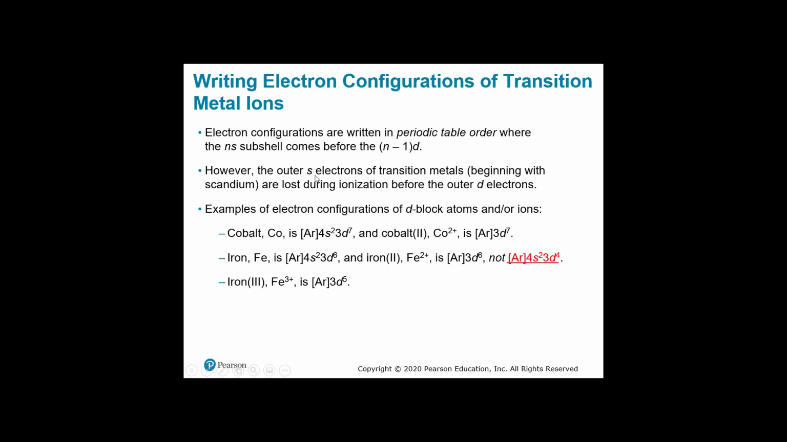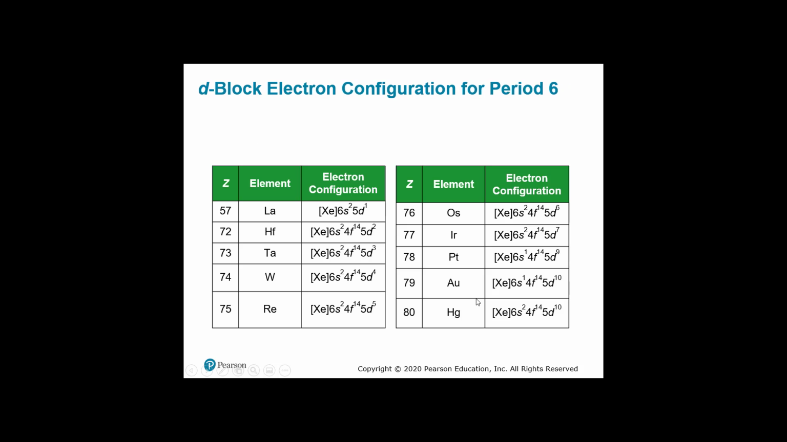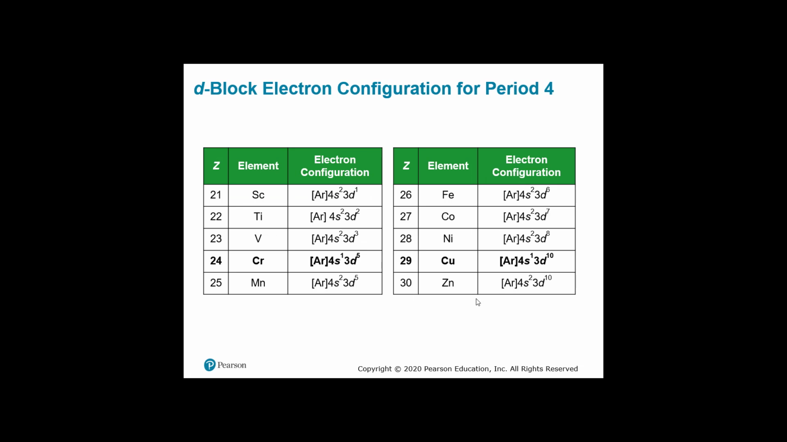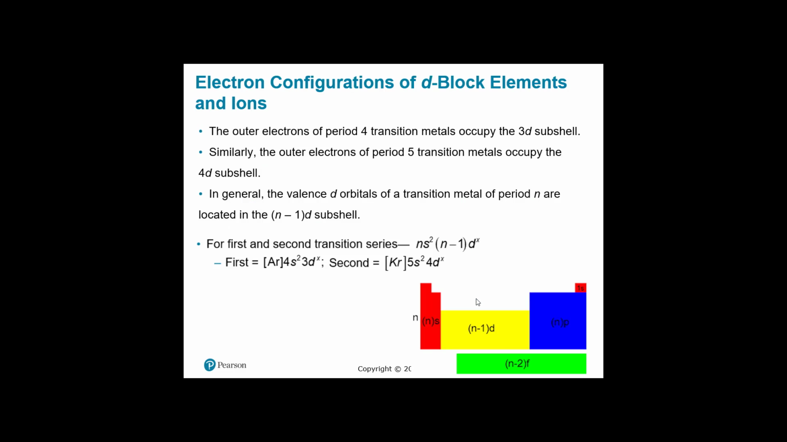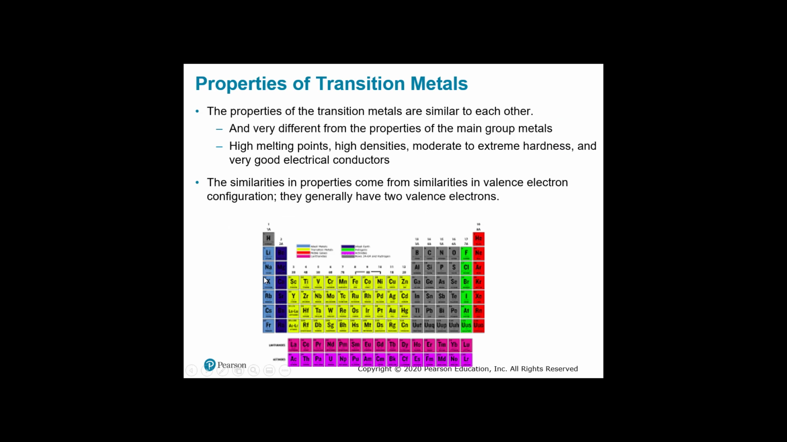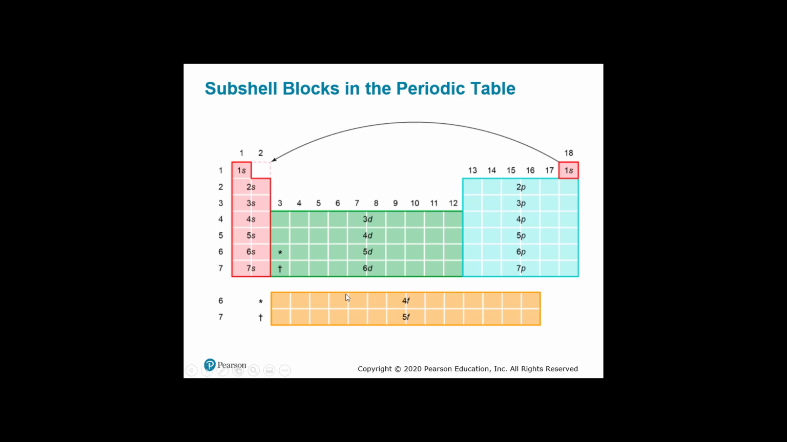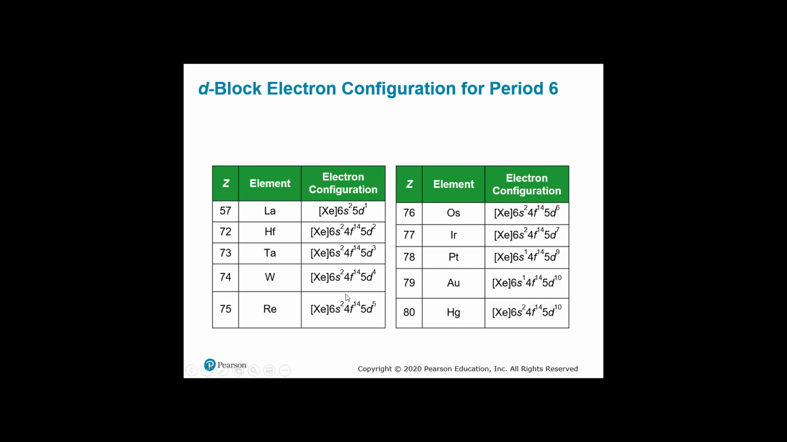So the outer S electrons, beginning with scandium. Once we get to scandium, we're going to lose these electrons from the S and not the D. You may want to ask, where is scandium? Let's go back and find scandium. Scandium is atomic number 21. Let's go back even further, and it's right there. So right away, we're going to lose the S's first before we lose the D electrons. And that's what we're going to learn how to write right now.